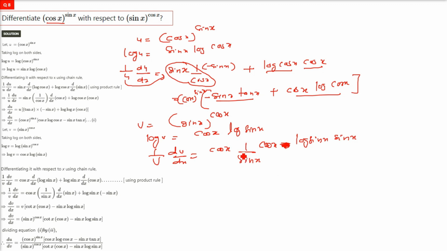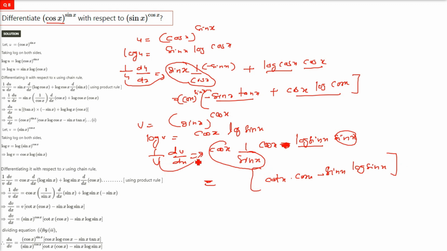Now you can again use this. Cos by sin, just take it as cot x, because previously sin x by cos x we took as tan x, and cos x by sin x as cot x. So we get cot x cos x minus sin x log sin x into log sin x. Log sin x will create confusion, so always take the sin x in front. So sin x log sin x, and we will go on the right.